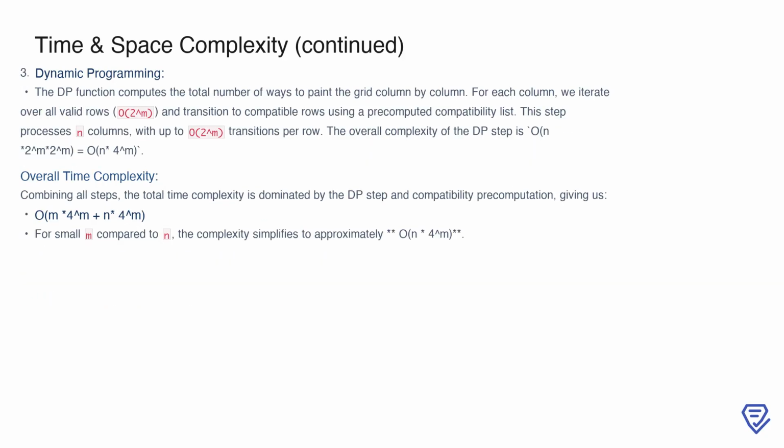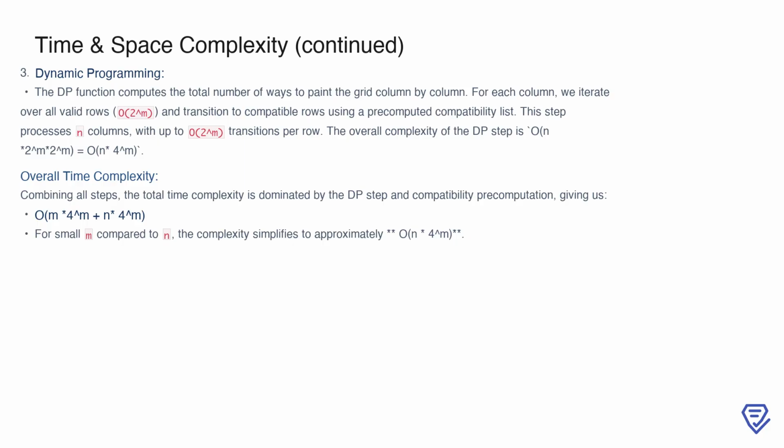The final and most significant step in our solution is the dynamic programming process. Here, we compute the total number of ways to paint the grid column by column. For each column, we iterate through all valid rows, which involves 2^m rows, and transition to compatible rows using the pre-computed compatibility list. This transition process occurs for n columns, with each row having up to 2^m compatible transitions. As a result, the DP step requires n*4^m time in total.